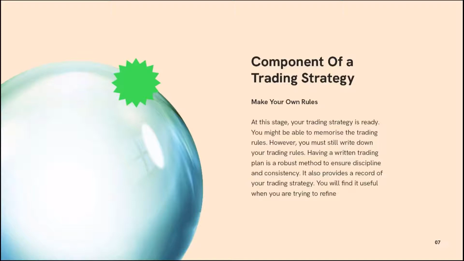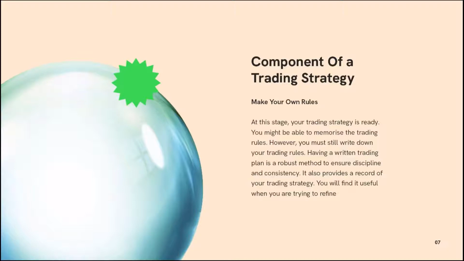So at this stage, your trading strategy is ready. You've been able to memorize your trading rules. You know what you're looking for. Maybe you're looking for BMS, SMS, RTO, then your pips will deliver. Or you're looking for COT data, then after that, you check open interest.